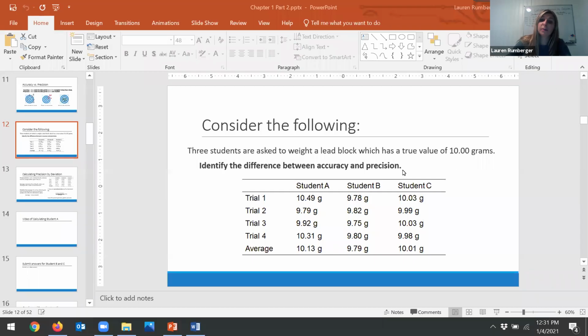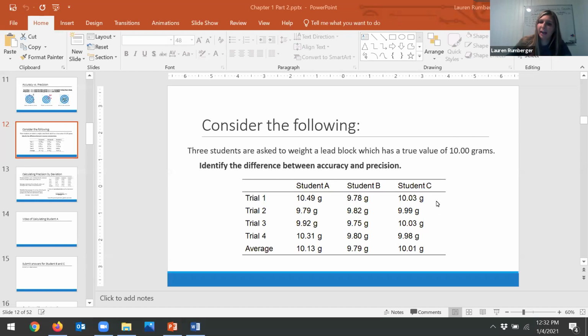What was just discussed was the difference between accuracy and precision. As we look at these trials done by 3 different students for determining the weight of a lead block, which has a true value of 10 grams, we were able to identify which student had accuracy and precision just by viewing how consistent their data was and how close it is to the true value.